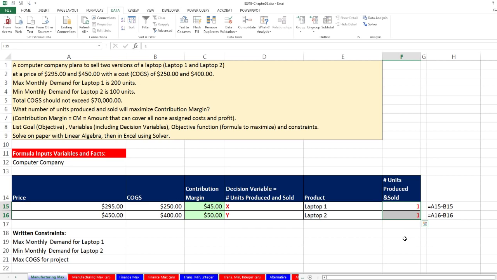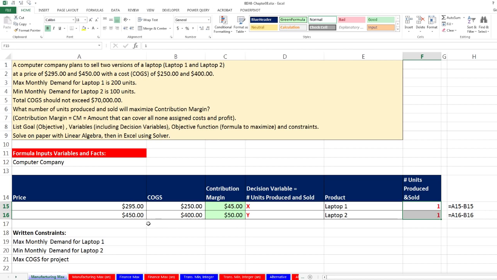Now it is the Excel Solver feature which will find the optimal solution for this decision variable that will maximize the contribution margin. Now here's some of the formula inputs in our decision variable. We have some more formula inputs. The constraint, so max monthly demand for laptop 1, that's going to be 200. The min monthly demand for laptop 2 will be 100. The max cost of goods sold for this project is going to be 70,000. All right, so that's most of our formula inputs.